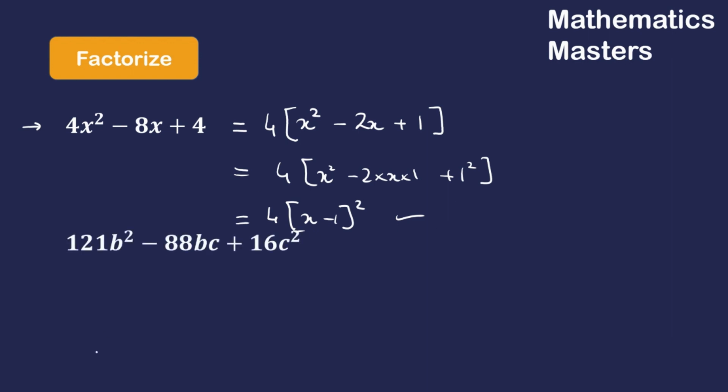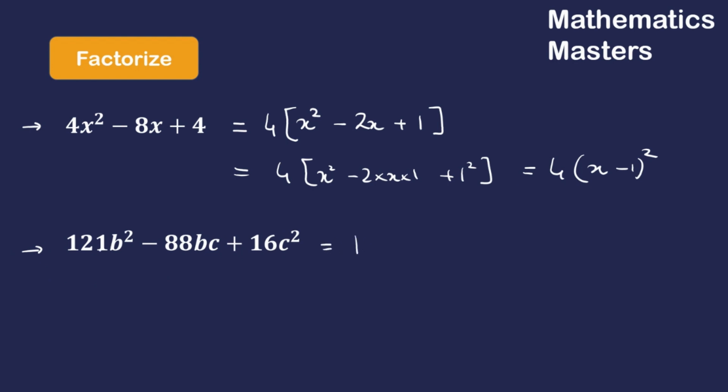Let's go to the next one. Let me shift this a little bit up so that it would be easy for me to write it. So I can write it over here: 4 and the bracket (x minus 1) the whole square. Let's solve this one. Let's factorize this one.